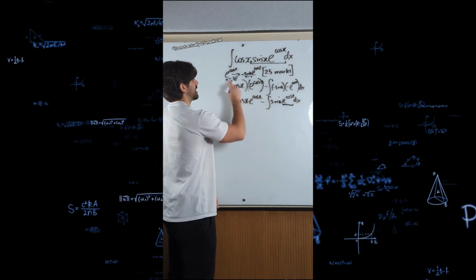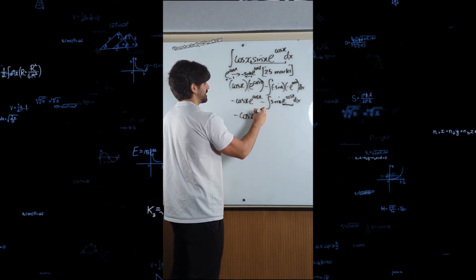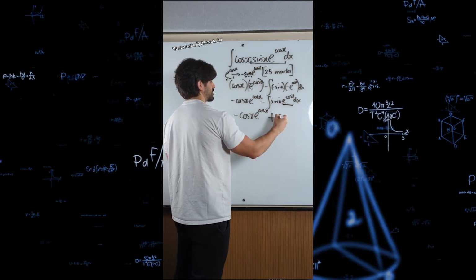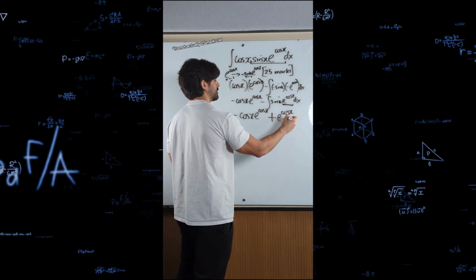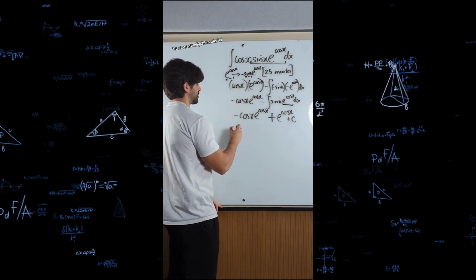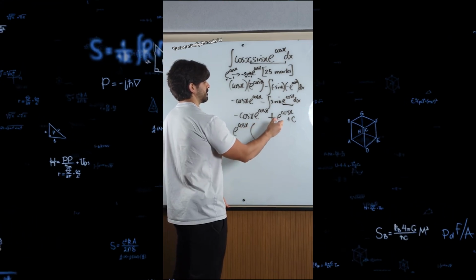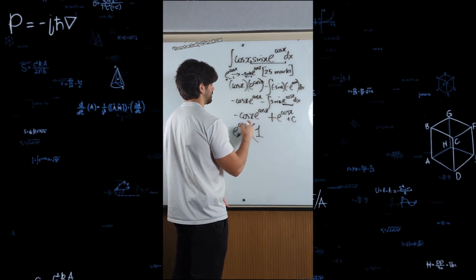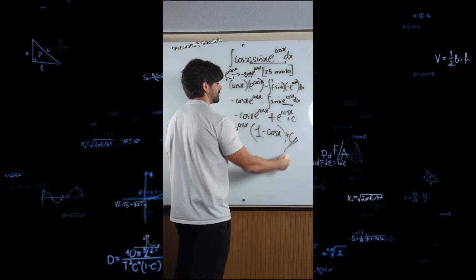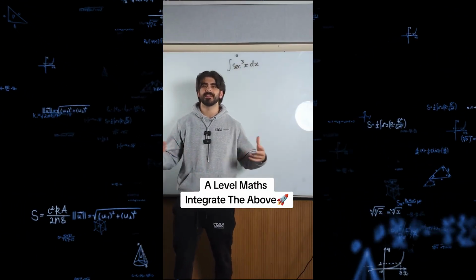Now with that negative there, the double negative just becomes plus. So we get minus cos x e to the cos x plus e to the cos x plus c. Then from there, you can factorize out e to the cos x to make it look pretty for the marks. So it's e to the cos x times 1 minus cos x, plus c. Nice.